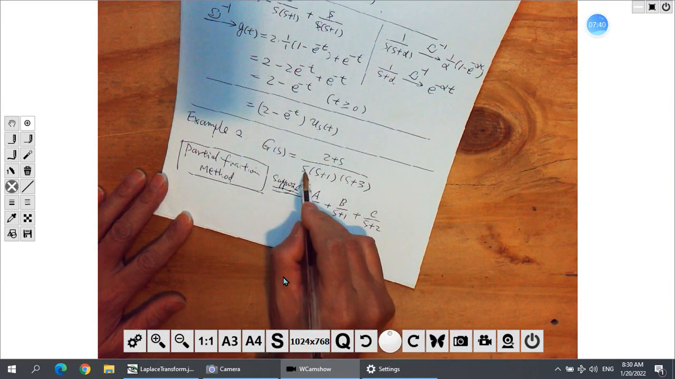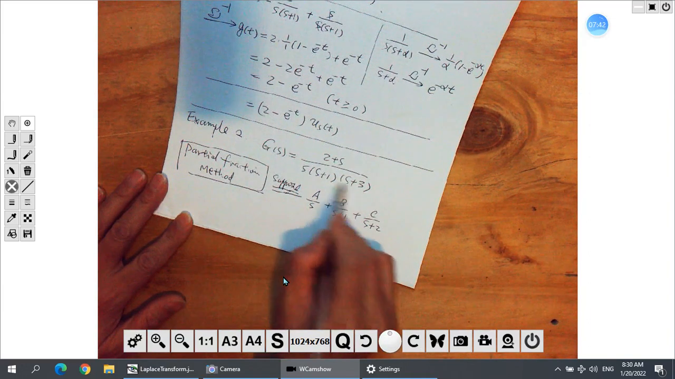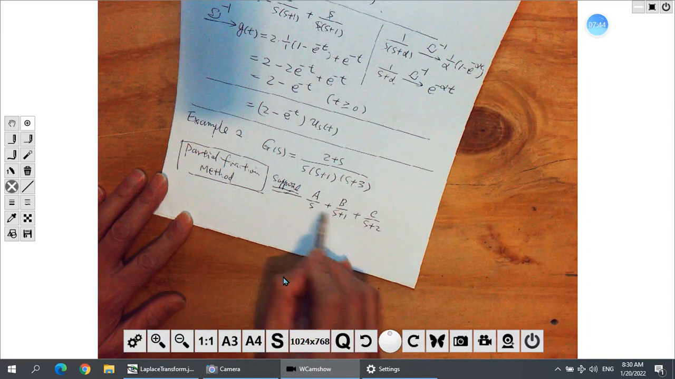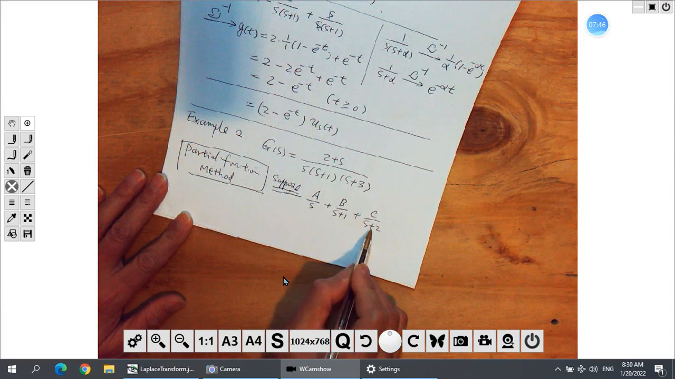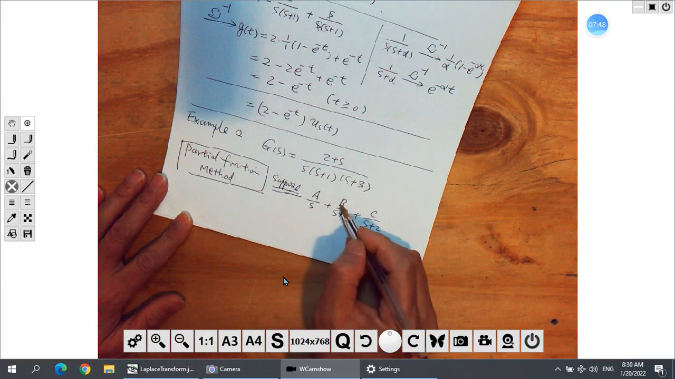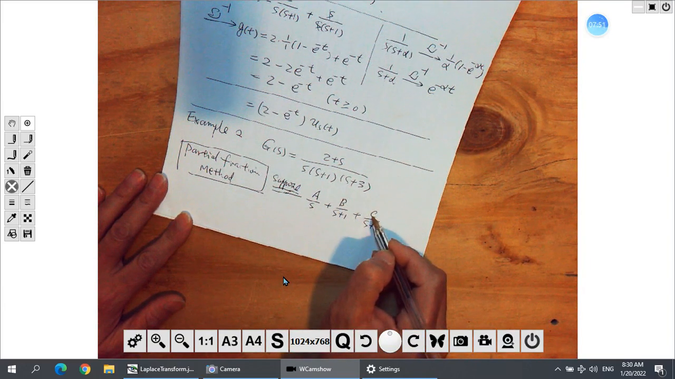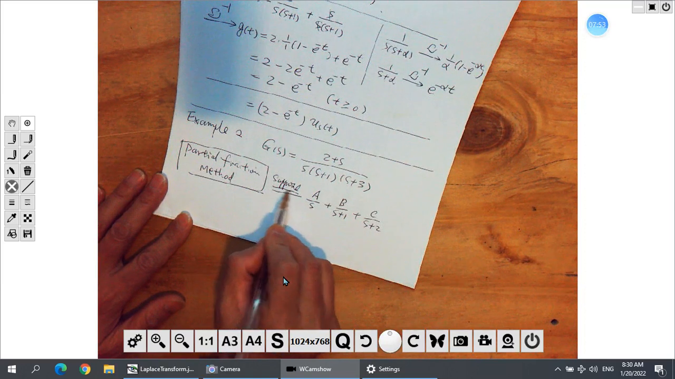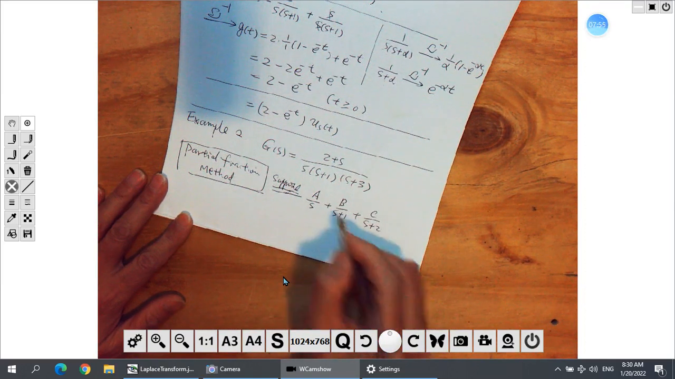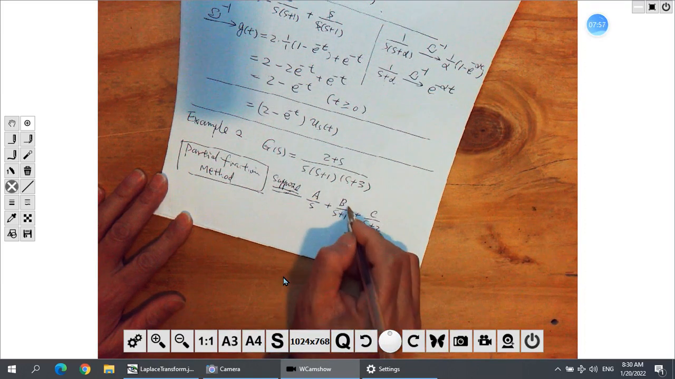Each factor, you see, we have 3 factors in the denominator. Then each factor is related to 1 term, with some coefficient. We do not know what these coefficients are, so here I say it's a suppose. We suppose we have these. And now we need to find these constants a, b, c.